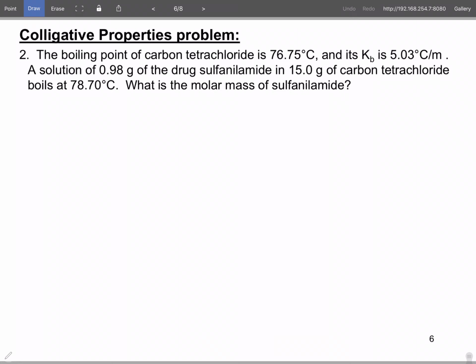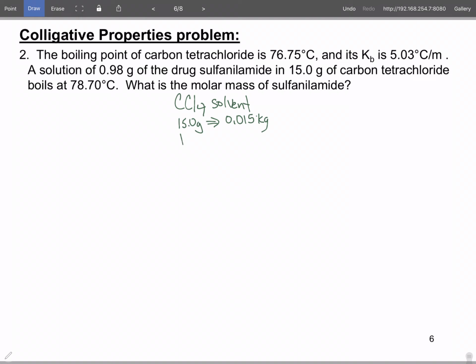So let's do another one. So the boiling point of carbon tetrachloride, okay, here we go again. So we're going to use carbon tetrachloride as our solvent. So it's 15.0 grams, which means it's going to be 0.015 kilograms of our carbon tetrachloride.